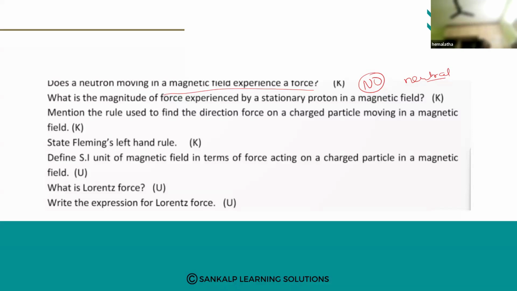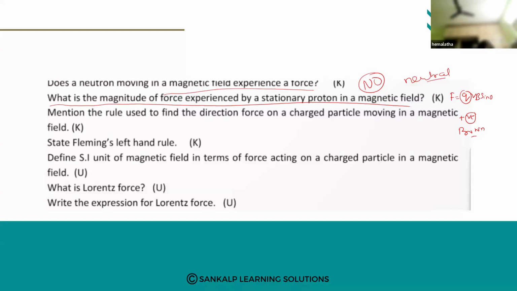What is the magnitude of a force experienced by a stationary proton in a magnetic field? So F is equal to Q into V into B into sin theta. Charge of the proton has to be written here. Q is a positive charge, and you have to write the charge of the proton here. Okay, that is the magnitude.